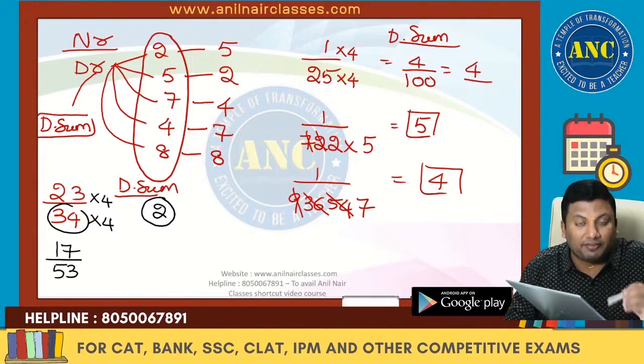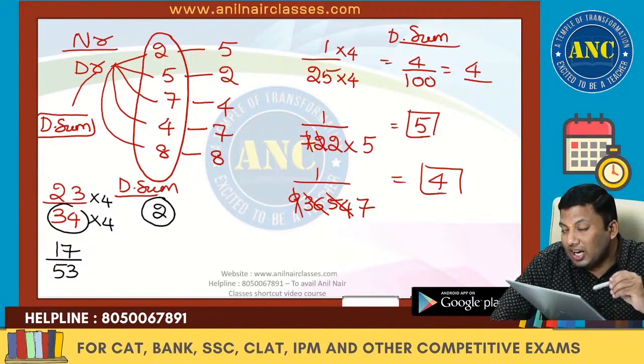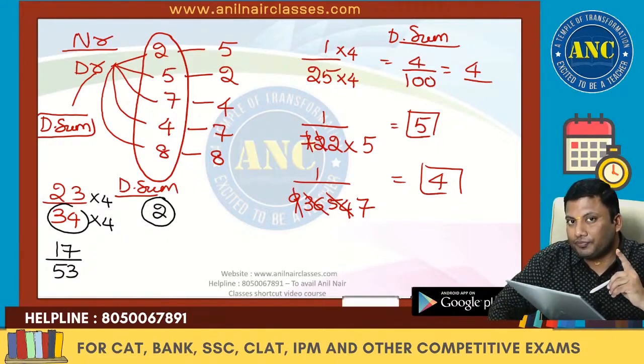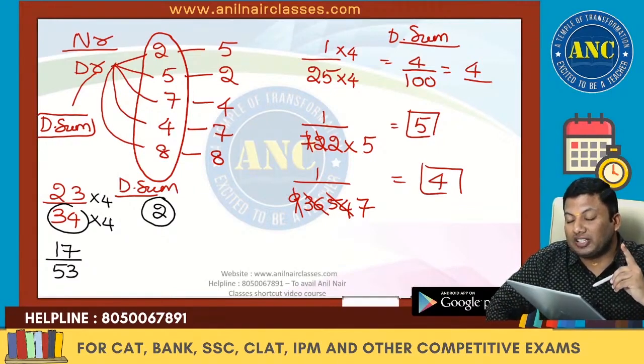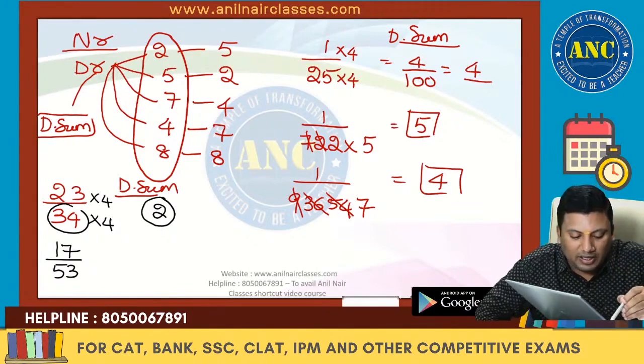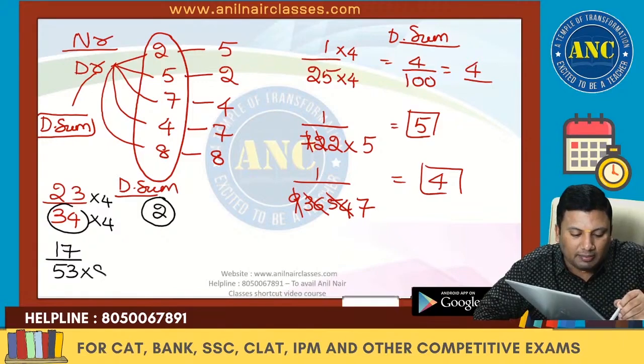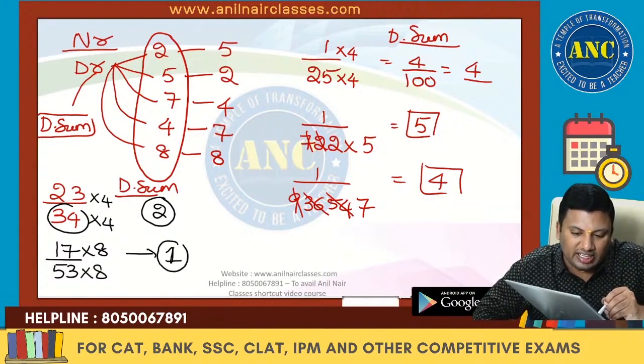17 divided by 53. I will use this concept again in DI, in comparison of percentages and other things. 5 plus 3, 8. 1 plus 7, 8. 8 8s are 64. 64 digital sum is 1.